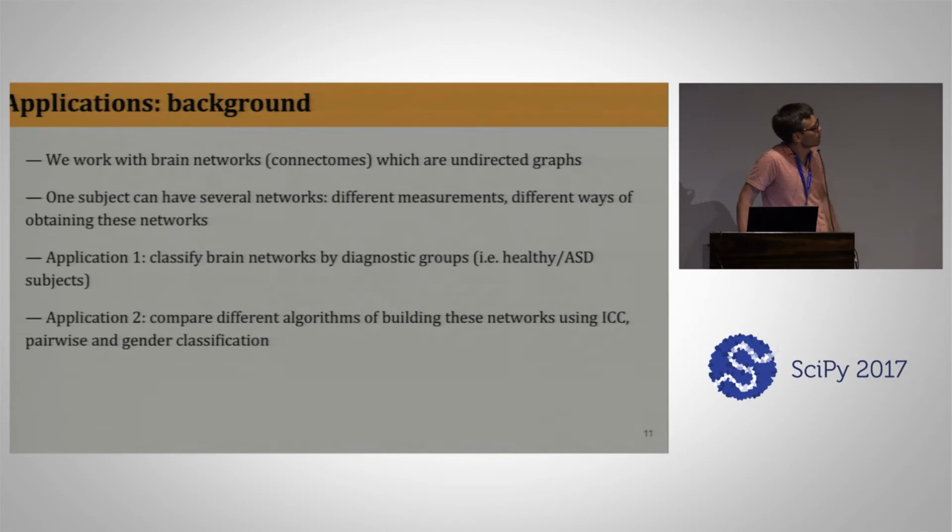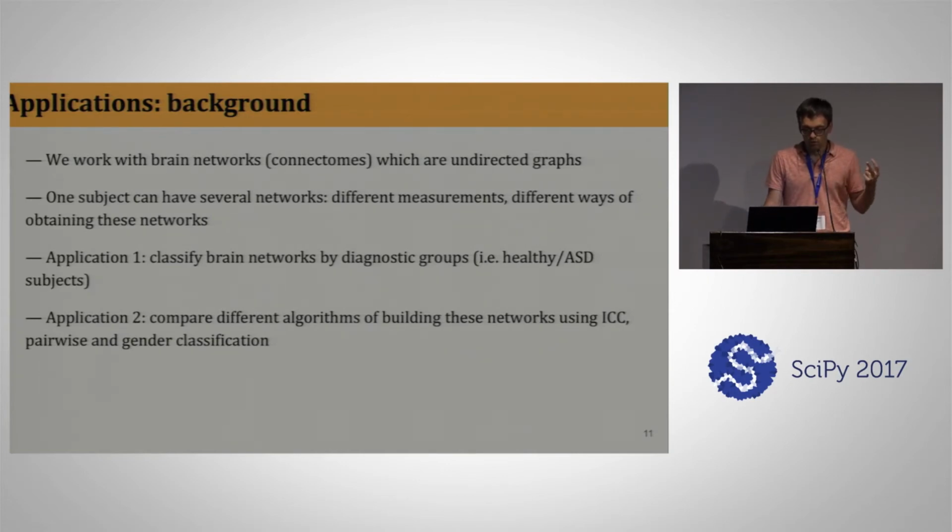So, applications. Why we developed it and how we used it. We work with brain networks. Brain networks are essentially undirected graphs, which are represented by adjacency matrices. One subject can have several networks. For example, it can be different measurements in time, like a baseline visit, a follow-up visit, and so on. And also, there are a lot of different algorithms for producing these networks, which slightly differ.